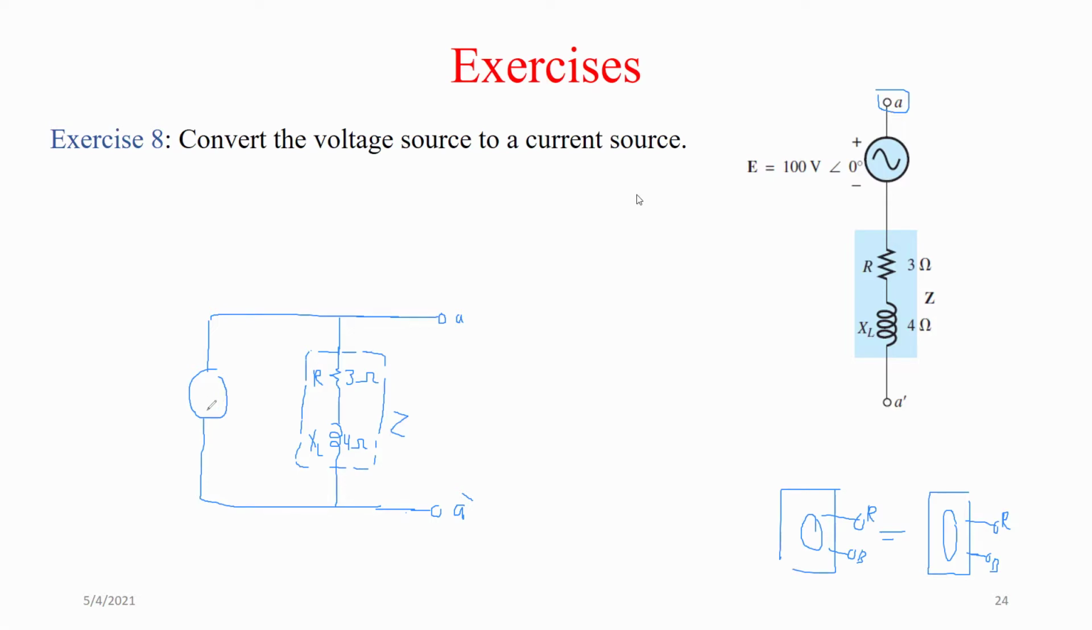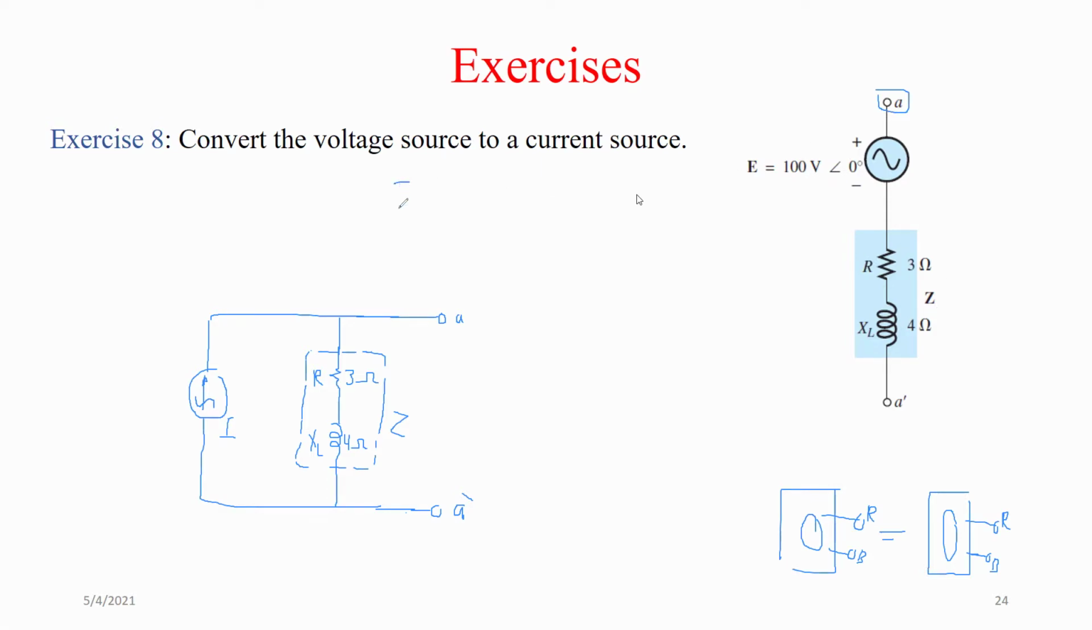Now is the current going up or down? It is based on the arrow, so based on the polarity of the voltage here. The arrow will actually be based on what you see here. Plus is up, negative is down. So the current is going to go up. Now it's AC, so I'm going to put just another sign to show it's an AC. The value of this current is going to be the voltage divided by the impedance.